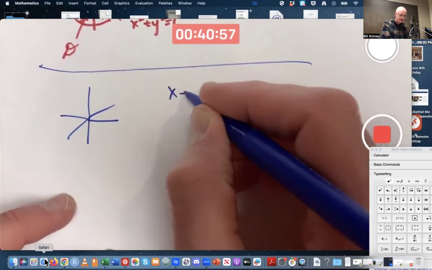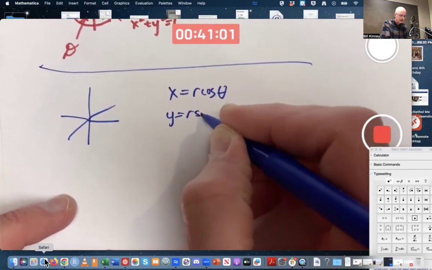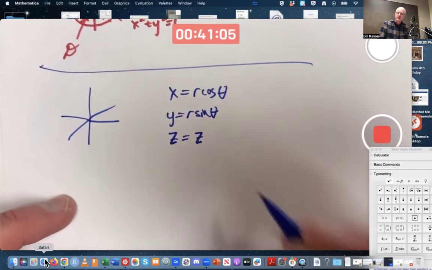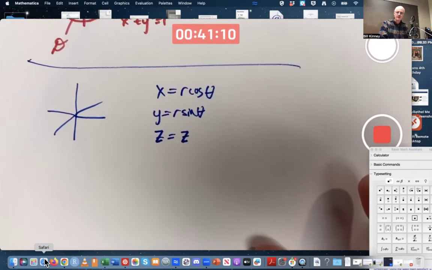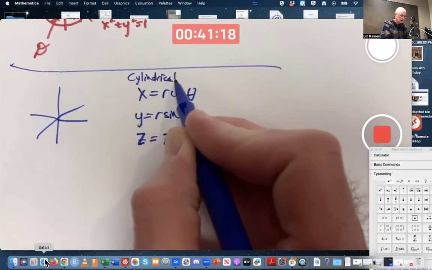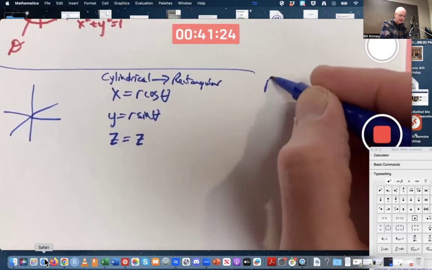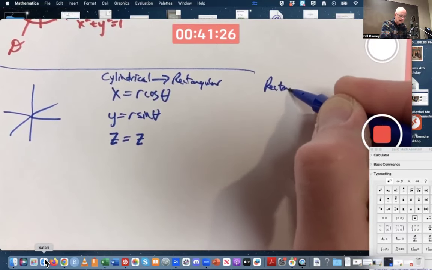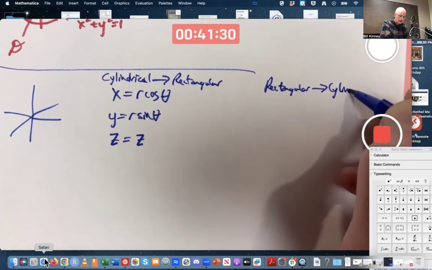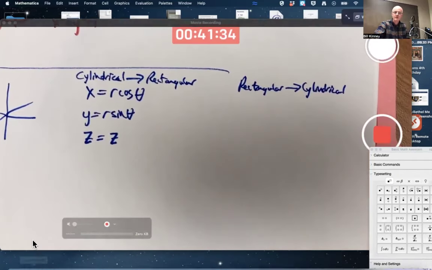The conversion equations are essentially the polar coordinate conversion equations, and you add on a third equation, which does nothing essentially: z equals z. That's to convert from cylindrical to rectangular. To go the other way, rectangular to cylindrical, once again, it's essentially polar coordinates.